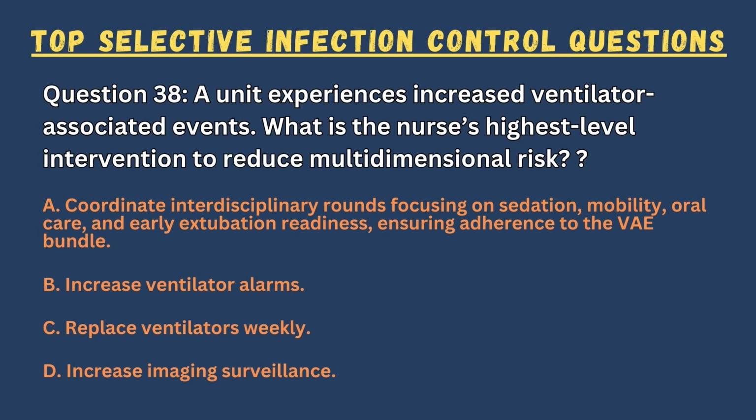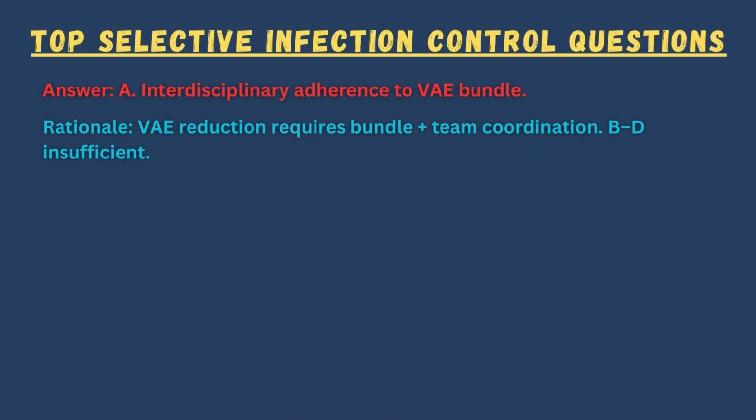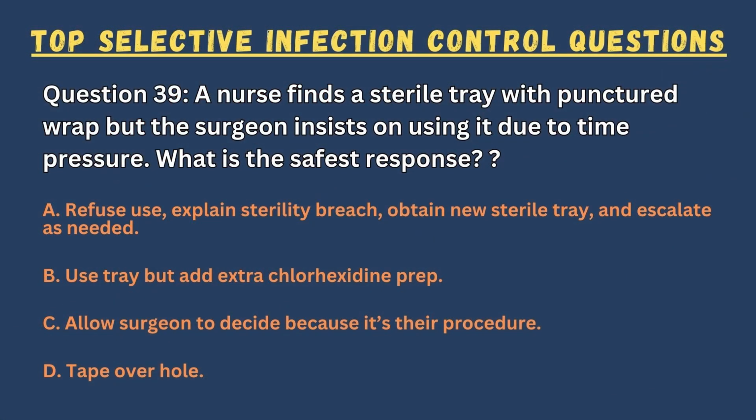A. Coordinate interdisciplinary rounds focusing on sedation, mobility, oral care, and early extubation readiness, ensuring adherence to the VAE bundle. B. Increase ventilator alarms. C. Replace ventilators weekly. D. Increase imaging surveillance. Answer. A. Interdisciplinary adherence to VAE bundle. Rationale. VAE reduction requires bundle plus team coordination. B. D. Insufficient.